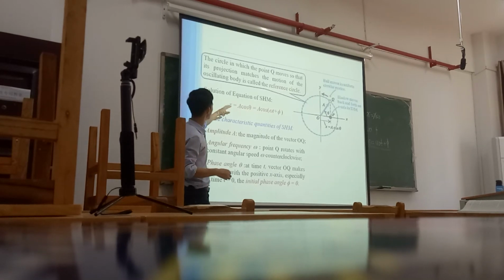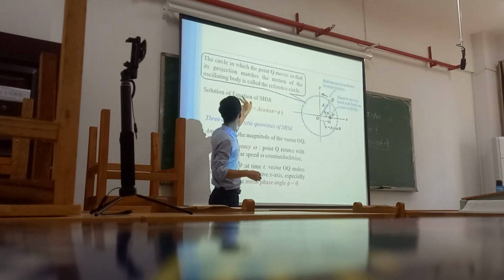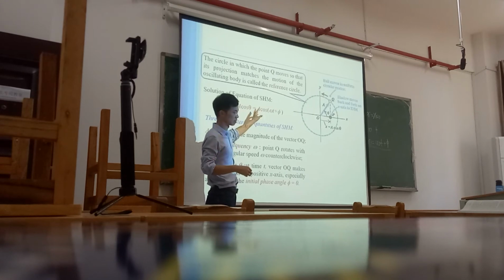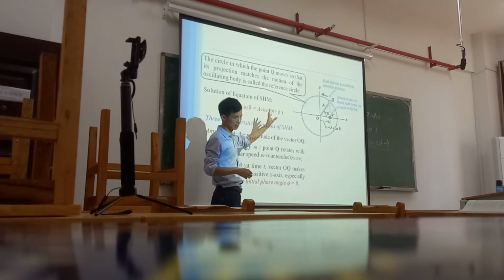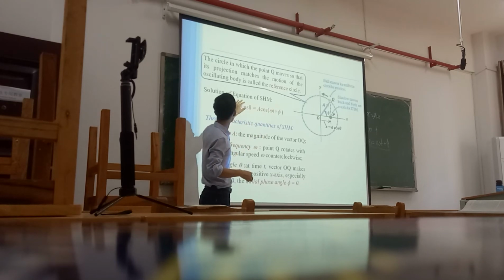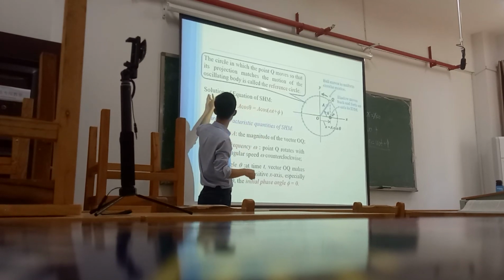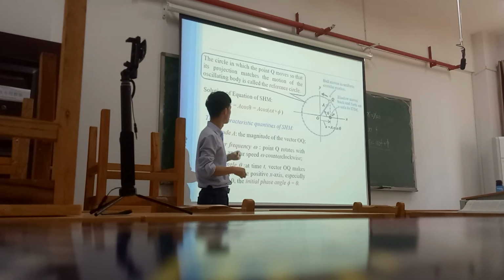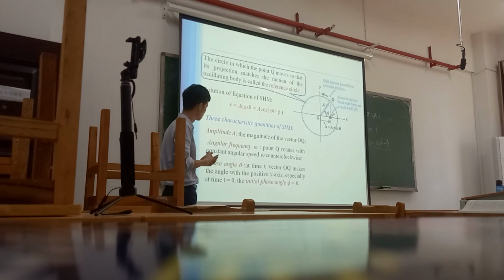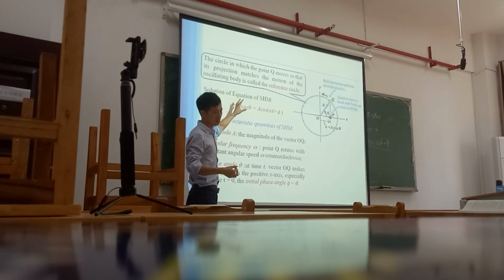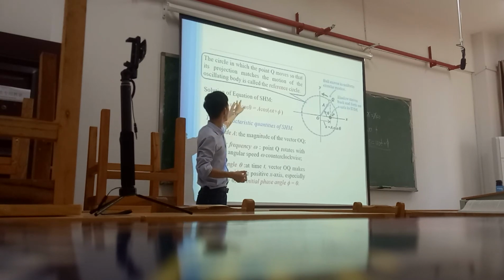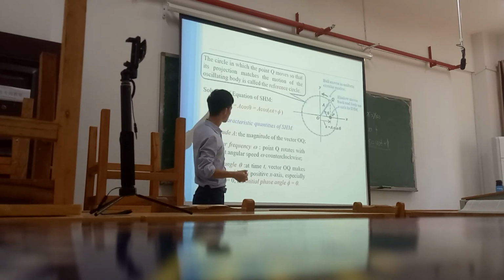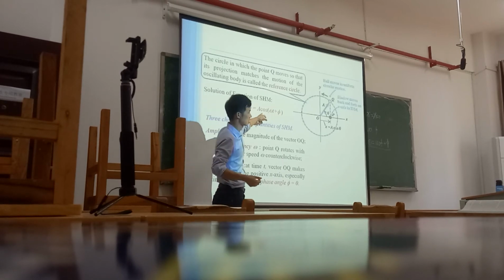And this is the equation of a simple harmonic motion. So it is x equal to A cosine(omega t plus phi). So this is the solution of the equation of the simple harmonic motion. And we must remember the form of this solution.